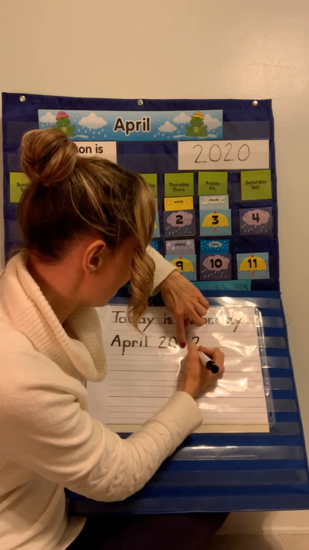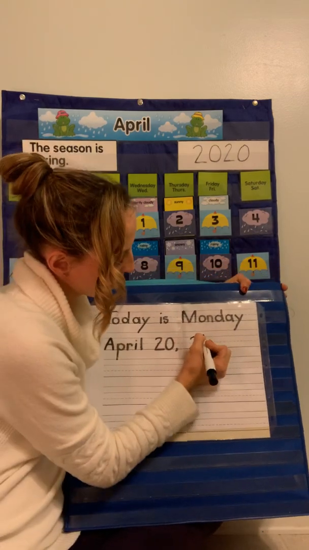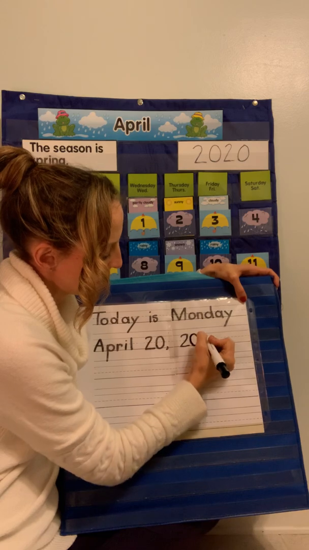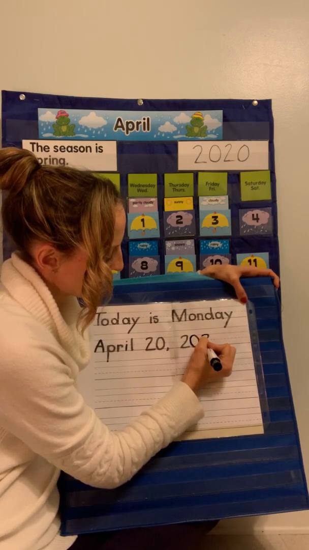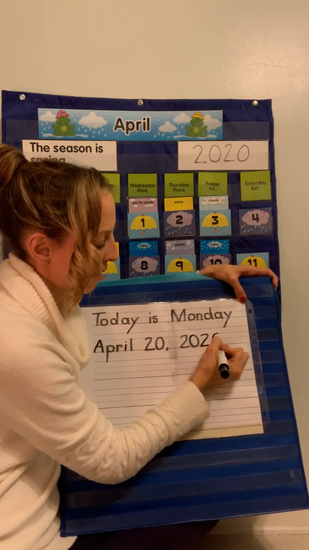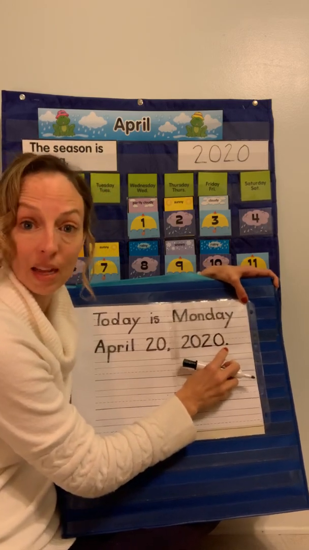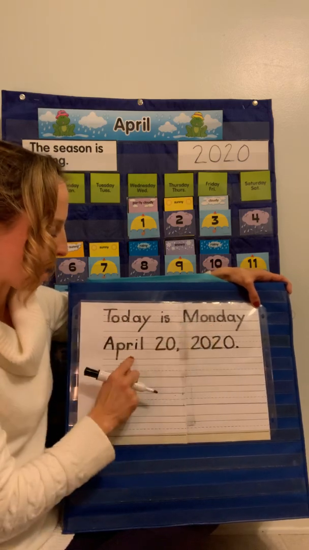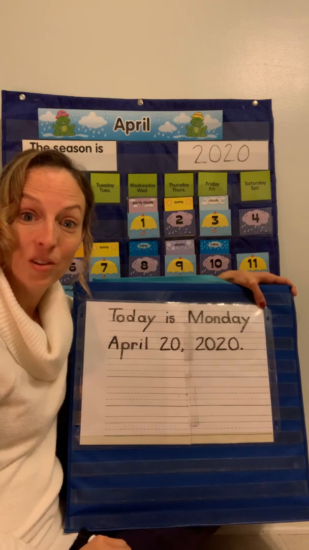Up to the skyline, down to the grass line, and across the grass line. Next, we're going to do our 0. So we're going to go skyline, down to the grass line, back up to the skyline. Okay, start under the skyline, slide to the grass line and across. There's another 2. Skyline, down to the grass line, and right back around. And we've made 2020, and a period ends our sentence. So our sentence is, today is Monday, April 20th, 2020. All right, good job.